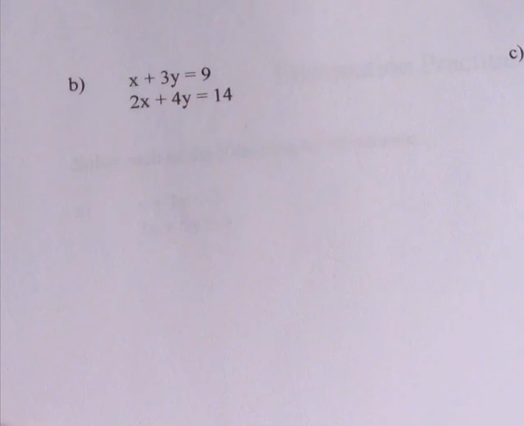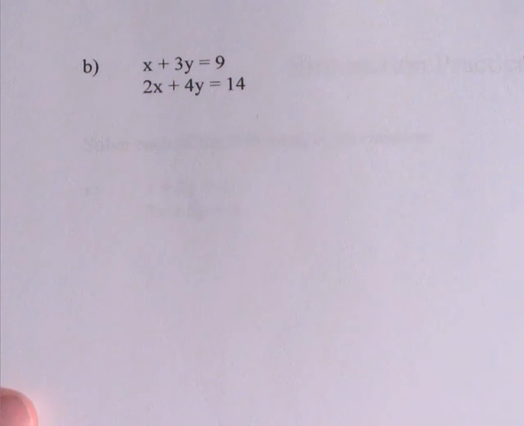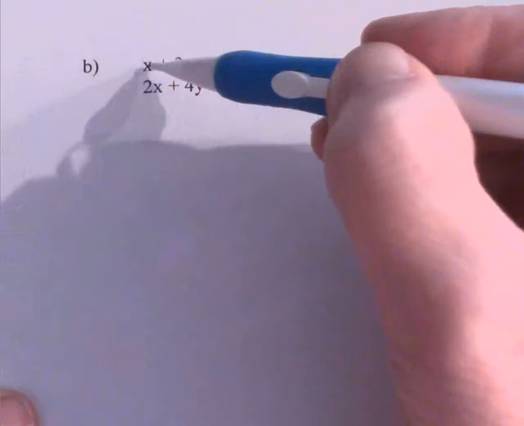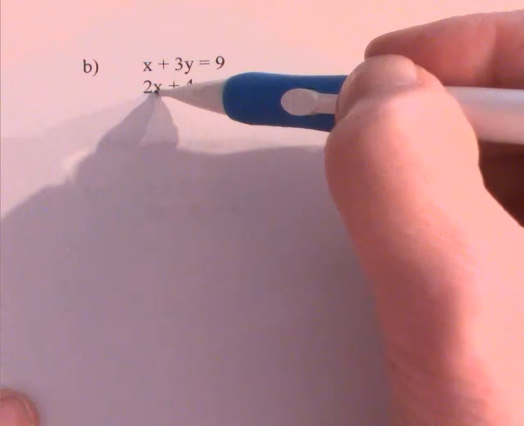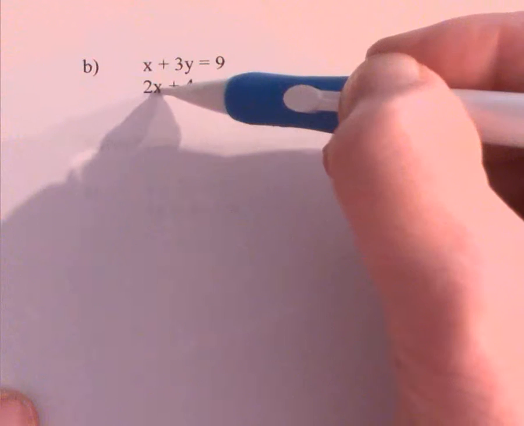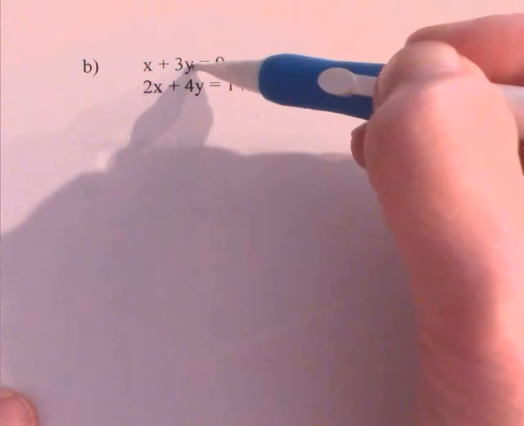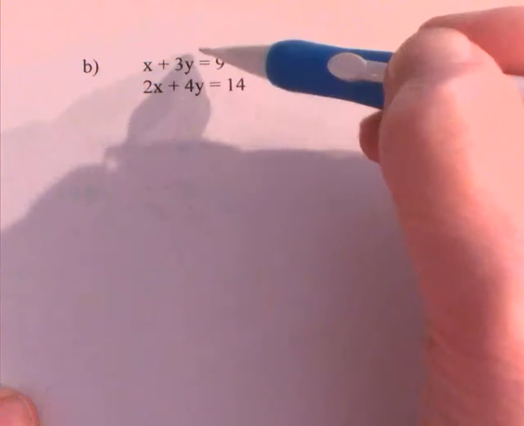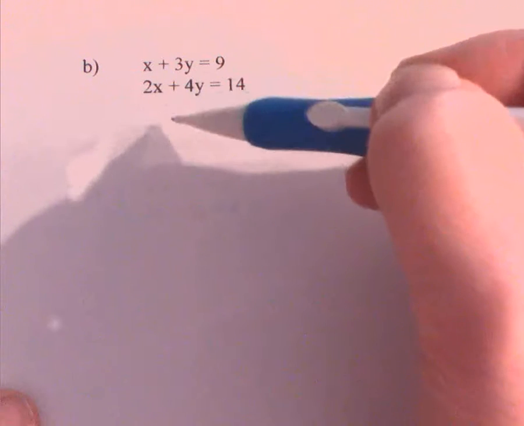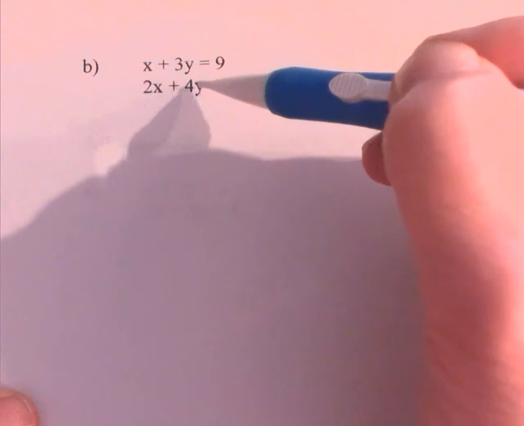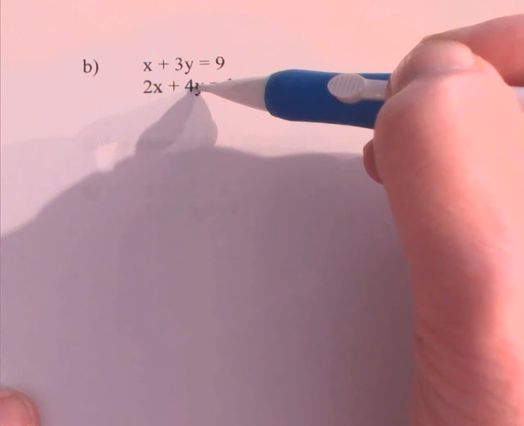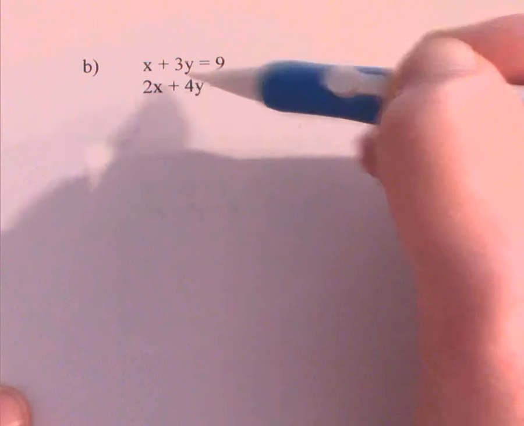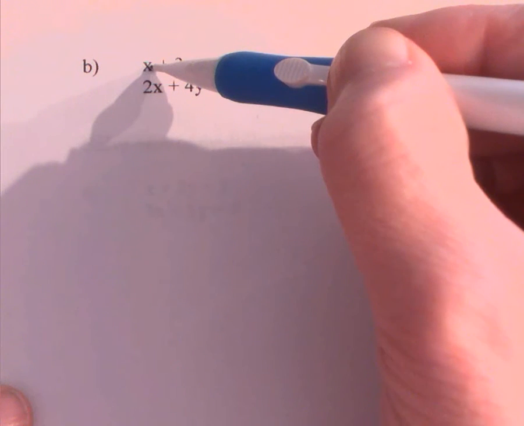Okay, let's move on to the back side of the sheet. Okay, and let's look at question B. If I look, I have an x and a 2, so I can make both of them a 2. I have a 3 and a 4 here, and the multiple of both of those would be 12. So I would have to multiply this one by 4 and this one by 3 to make that work. Let's go for the easy option and just multiply this one by 2.